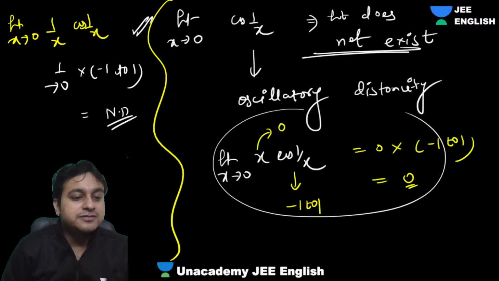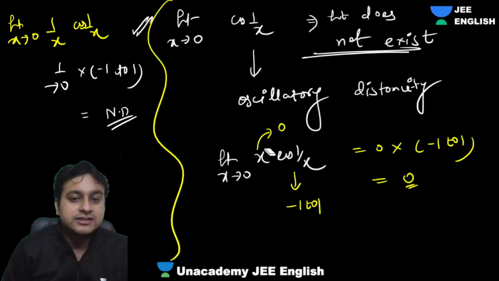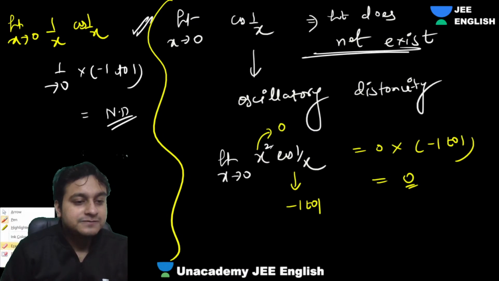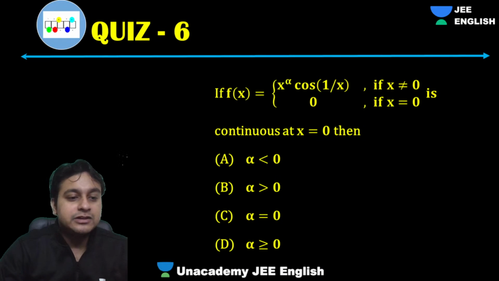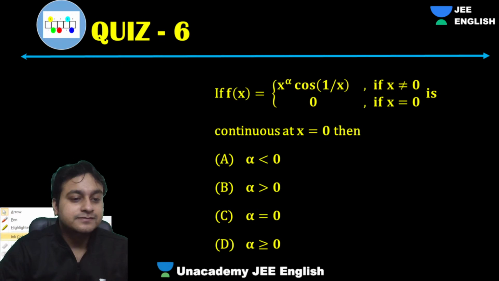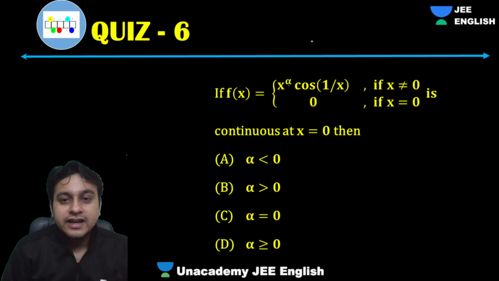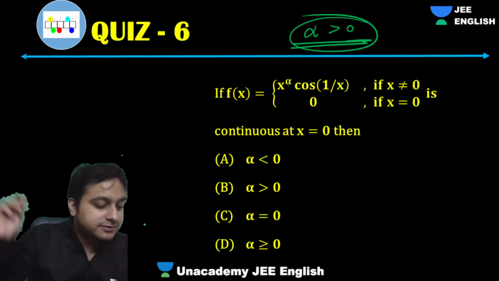Moreover, guys, if the number is more than 1, the power is more than 1 also. Let's suppose x square or x cube or x power 5, whatever you keep, it will make it 0 now. So that's the reason, guys, for it to be continuous, the power of x, alpha, should be more than 0. Then only this will be possible.